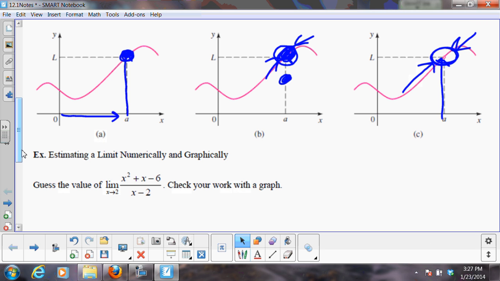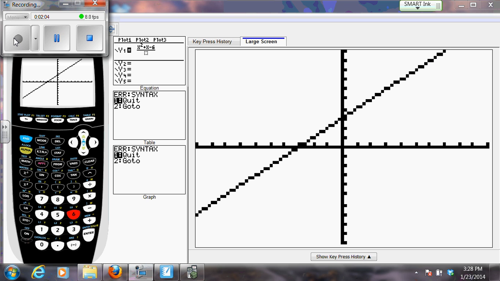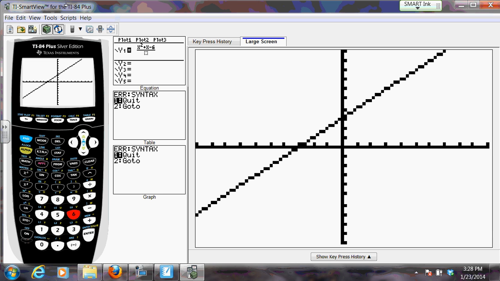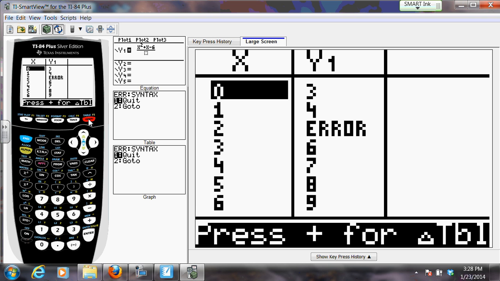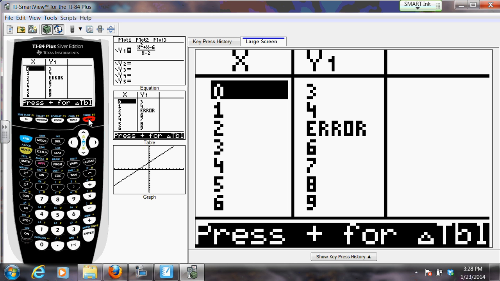So we want to put this function into your graphing calculator. Okay, so here is the graph of this equation. I put it into my y equals. If I go to my table, you can see now it says the limit where x is going towards 2. At 2, it says error right there because of x minus 2 in the denominator. If you're at 2, you get 0, right? 2 minus 2 is 0. It doesn't exist there.